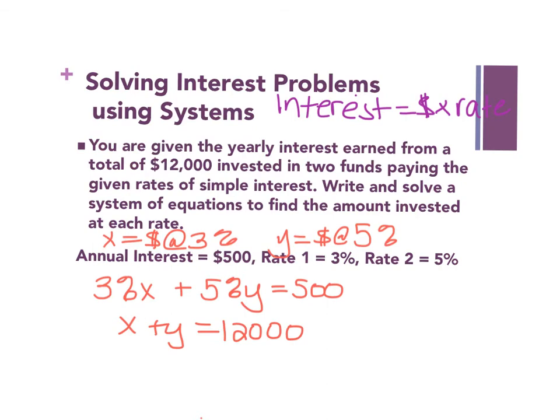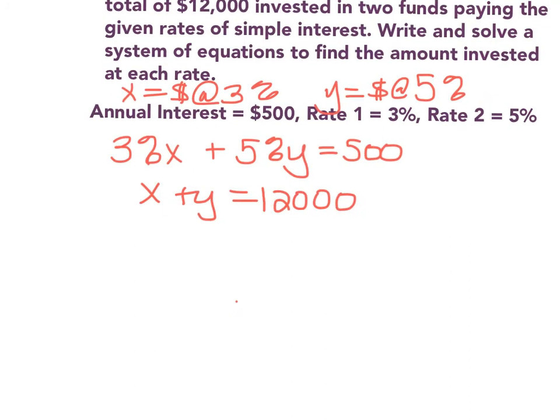They will always give you some sort of relationship there. It could be that you invest double the amount in x as you do y, and so you would say x equals 2 times y. You don't have a total overall amount there. It could say you invested 2,000 more in x than you did in y. So you would have x equals y plus 2,000, something like that. So there's always going to be some sort of relationship. But I've already set up a system.